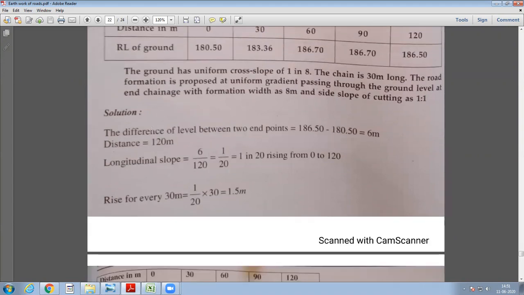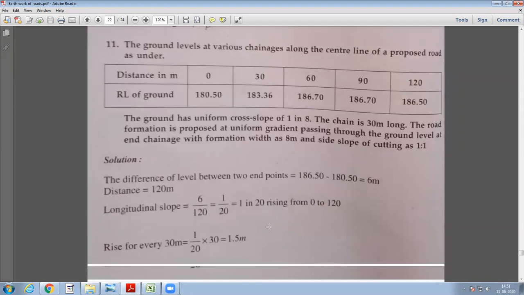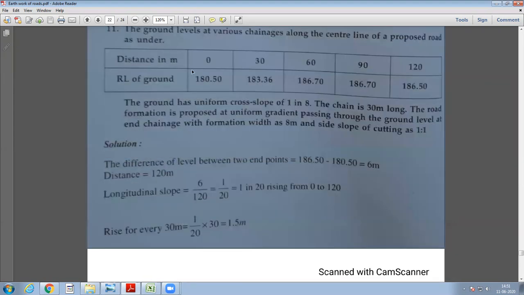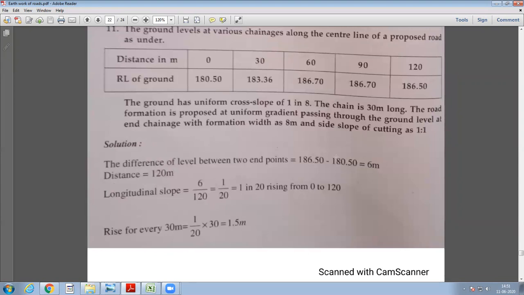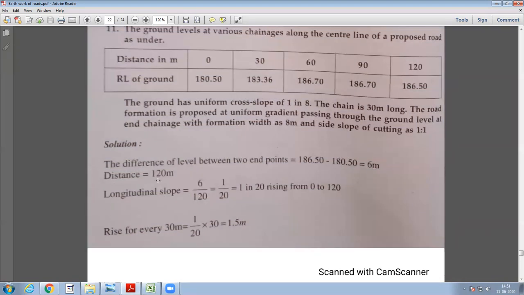So let us see how it is. We need to find out the slope, that is whether it is rising or falling, like this. The difference of level between the two end points, that is first point is 180.5 and the last point is 186.5. If we subtract both, the difference in the level is 6 meter and the distance is 120. I'll just draw the diagram.